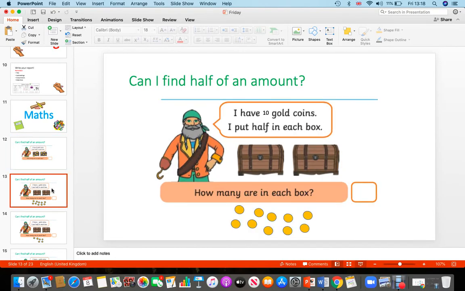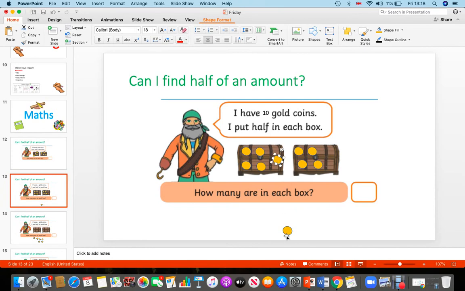Okay, we'll go and have a go at another one. I have 10 gold coins, so I've put 10 here. Remember, you have to start with the whole number. I put half in each box. How many are in each box? Okay, so let's split them up. So 1 in here, 1 in here, 2, 2. So we're just going to keep splitting them up, taking it in turns, making sure we put 1 in one box and then 1 in the other box.